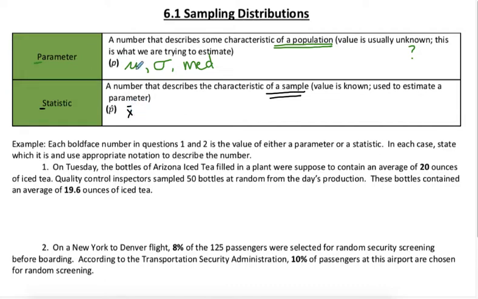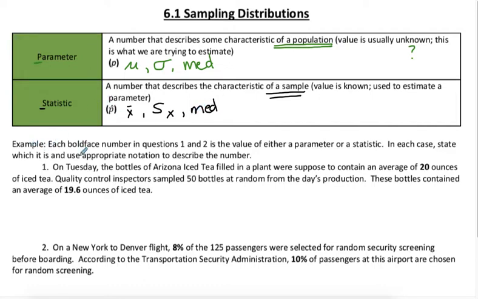Maybe I'm looking at a mean. I could use a sample mean to predict the parameter. Maybe I have a standard deviation from my sample. I could use that to predict here. And again, median doesn't have a difference here. We would just have to use context to know if we're talking about the population parameter or a sample statistic.